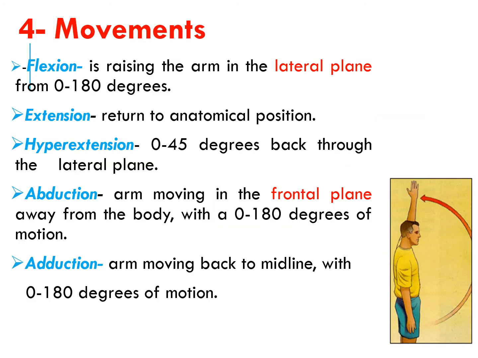Then proceeding to the movements, the flexion motion is raising the arm in the lateral plane from 0 to 180 degrees. Extension is the return to the anatomical position, and hyperextension is from 0 to 45 degrees back through the lateral plane. Abduction is the arm moving in the frontal plane away from the body with 0 to 180 degrees of motion. Adduction is the arm moving back to the midline.